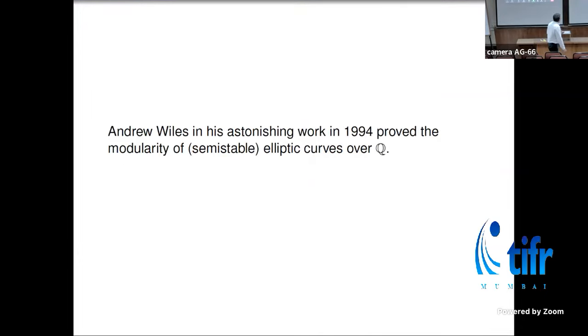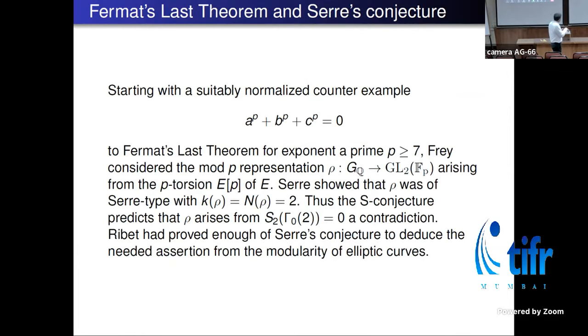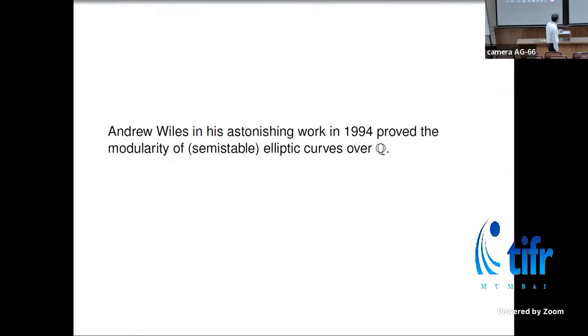On the other hand, Serre's conjecture is a deep conjecture, but Ribet had proved enough of it to show that this consequence, Fermat's last theorem, would follow from the modularity of elliptic curves over Q. This was proved by Wiles, famously in 1994, and hence you got a proof of Fermat's last theorem.